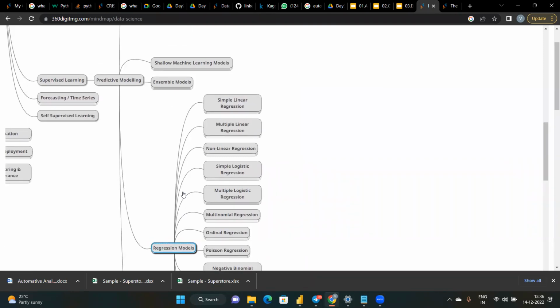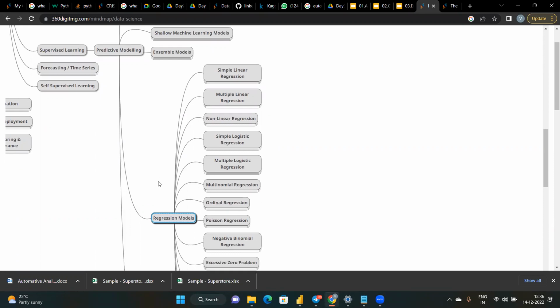Which has one dependent and one independent variable. What is meant by simple linear regression? As I said, guys, if you are more curious, you can always go ahead and read the mind map. You'll get all the details. You don't have to search anywhere. You will get the code. So guys, regression models we have seen.